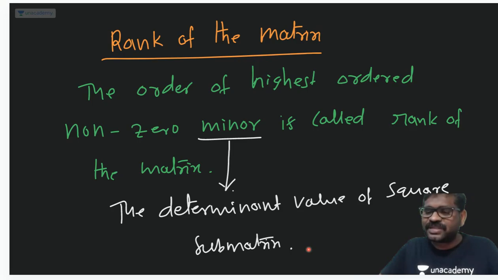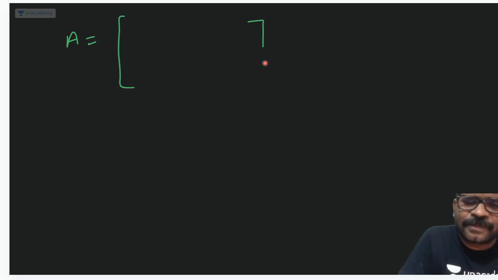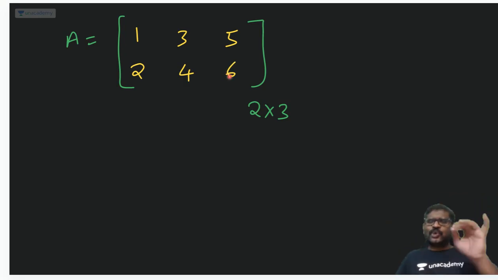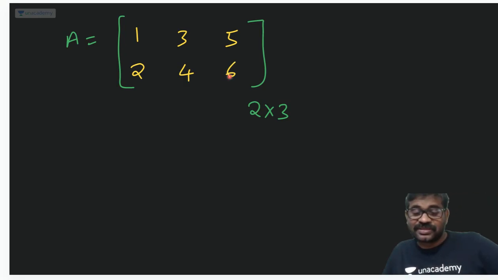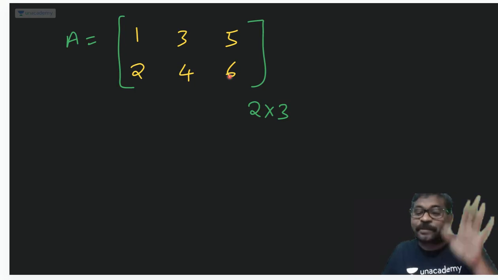If the value is non-zero, whatever minor you have selected, the order of that minor is the rank of the matrix. Sir, if the matrix is 2 cross 3, 1, 3, 5, 2, 4, 6, 2 rows, 3 columns. If the matrix is 2 cross 3, what is the highest possible minor? I am not asking rank. Just I am asking what is the highest possible minor?